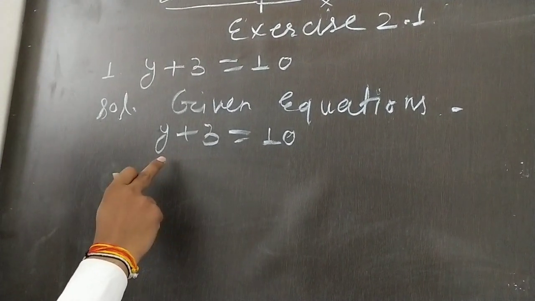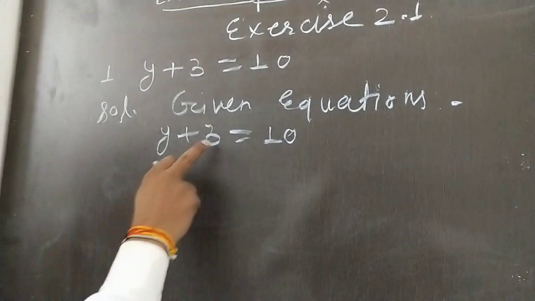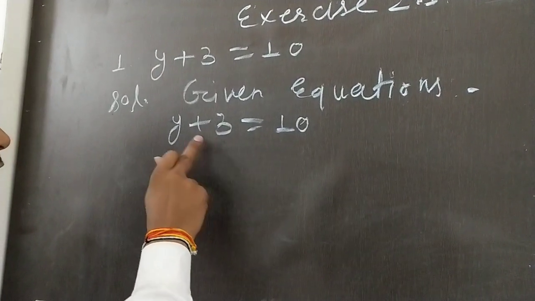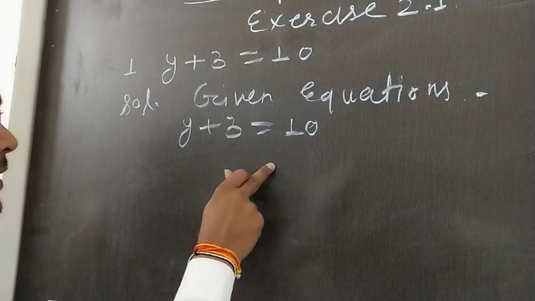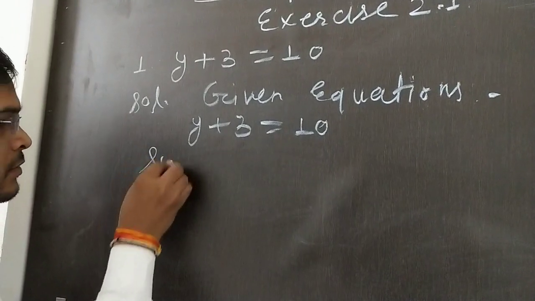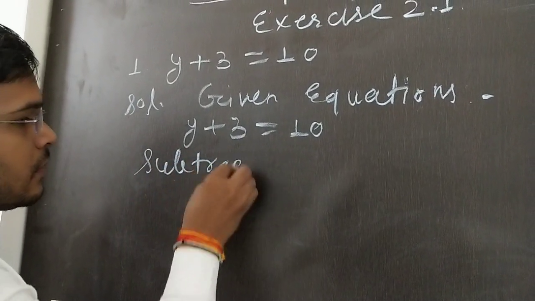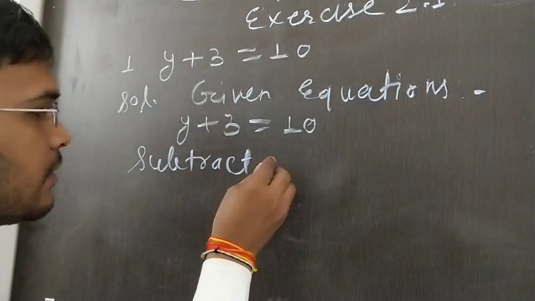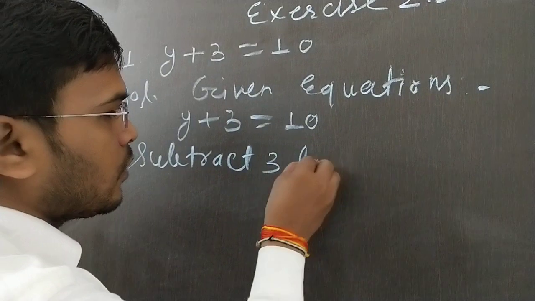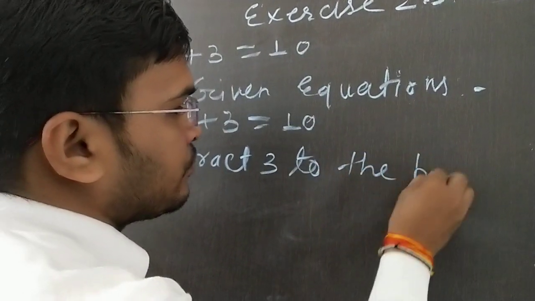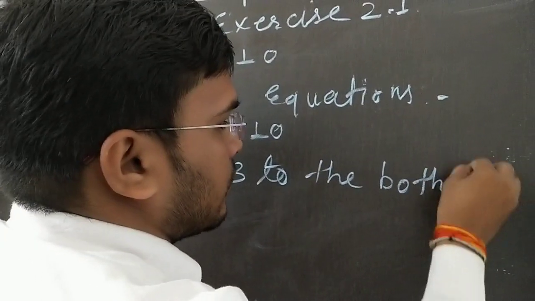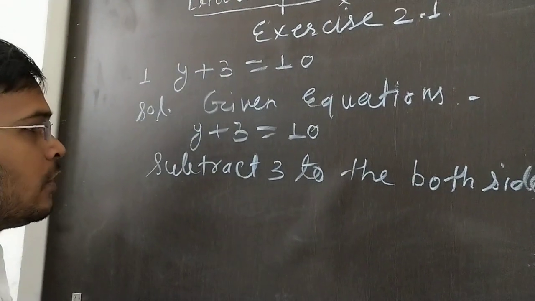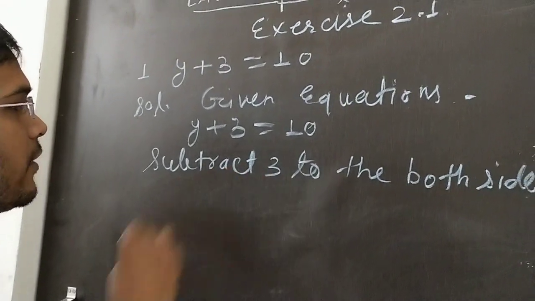Now see, with the y, what is that? 3. In which form is 3? In plus form. So what do we have to do? Minus, because the opposite of plus is minus. So subtract. How much to subtract? Plus 3 is there, so we have to subtract 3 from both sides. Why am I subtracting from both sides? Do you know? Because the balance should not be disturbed.